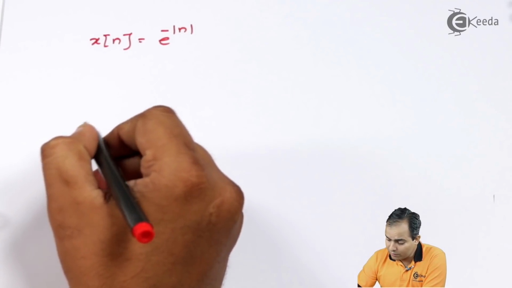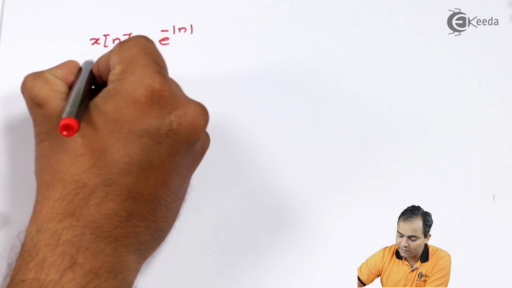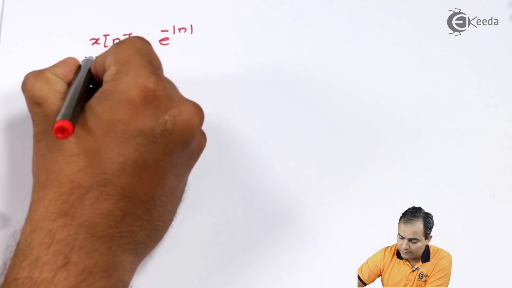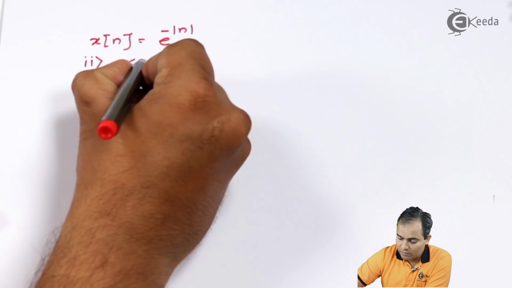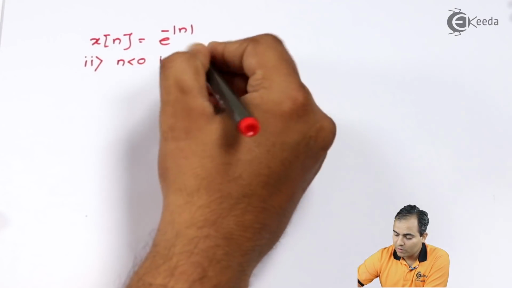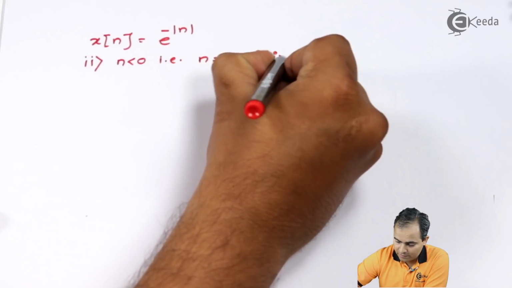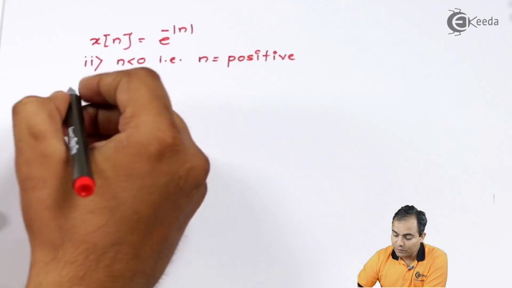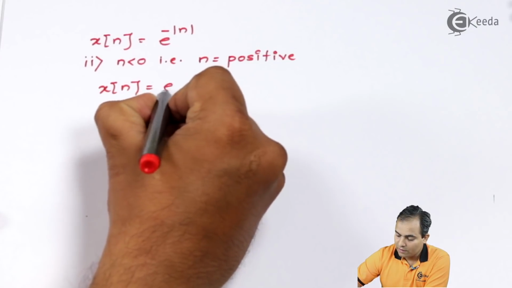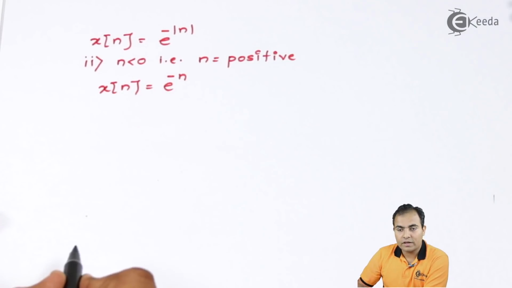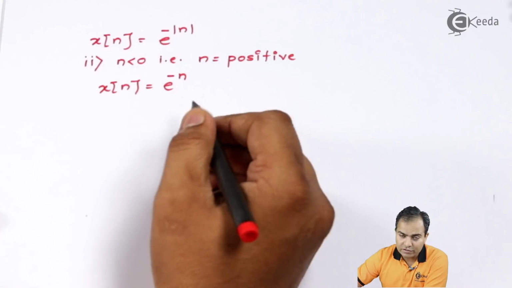This was the function. In the previous case we selected n values negative, but in this case, let's say part number 2, my n value is greater than 0. That is, my n is having positive values. So if n is positive, then this function becomes x of n equals e to the power minus n, and we are going to substitute values of n in this function. So how this graph will change its behavior, we'll see.